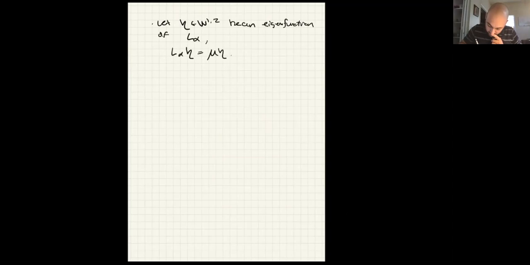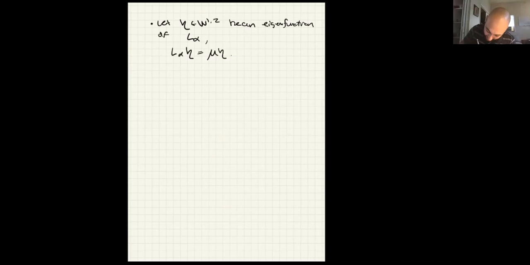So let's take an eigenfunction. So let eta in W^{1,2} be an eigenfunction of the asymptotic operator. So that's L_alpha of eta equals some mu eta. I almost used lambda, but Joe taught me never to use lambda, only for the contact form. Okay. So what was I saying?